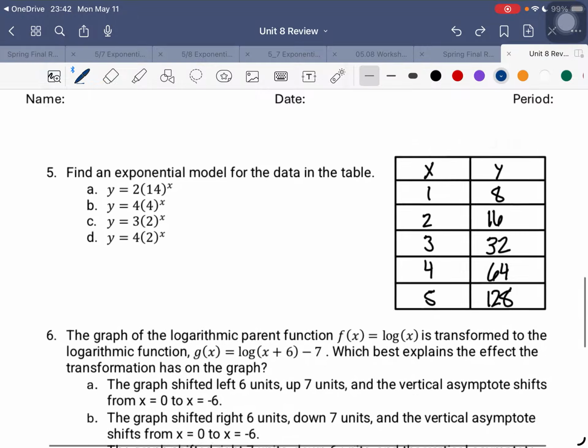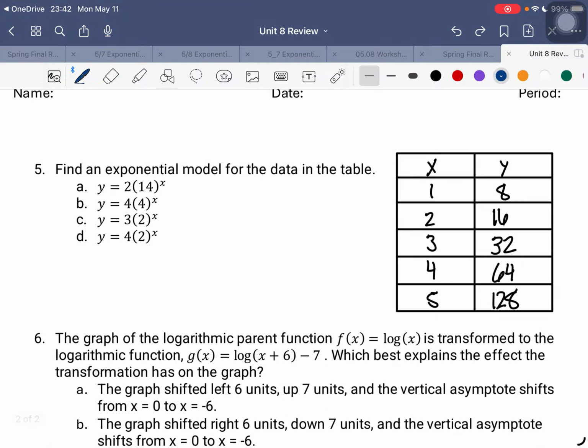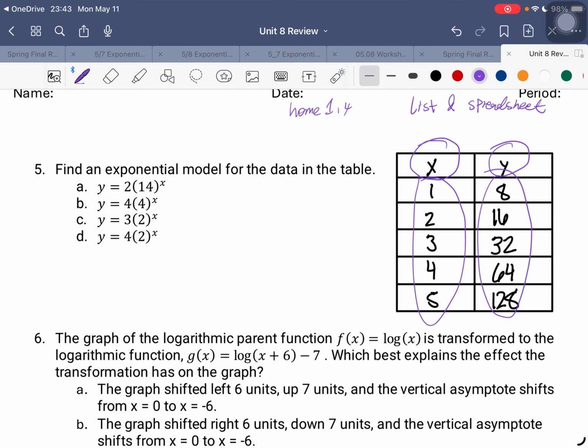Okay, now question 5. Find an exponential model for the data in the table above. For question 5, I need you guys to use your calculator, go to lists and spreadsheet. It should be home 14. Once you go to lists and spreadsheet, on the very top you put X and Y, and then type in these 2 lists of data.